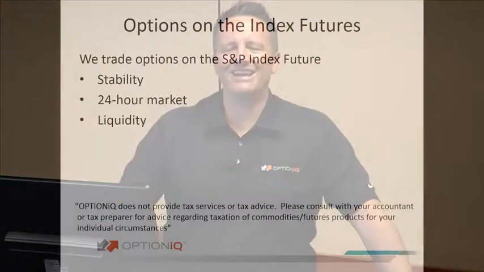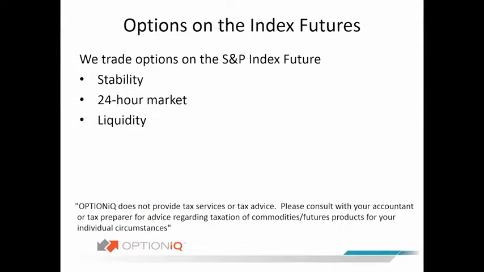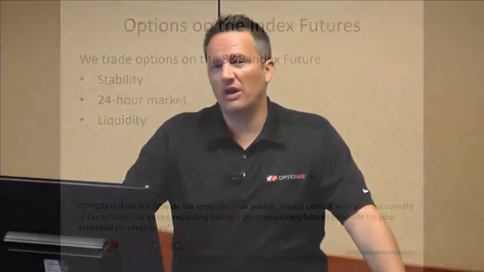Number three is liquidity. This S&P index future is where a lot of institutional money is traded. That means that there is a lot of liquidity. Now, what's liquidity? Again, this is kind of a basic financial concept, but liquidity is the ability to move in and out of the market rapidly.